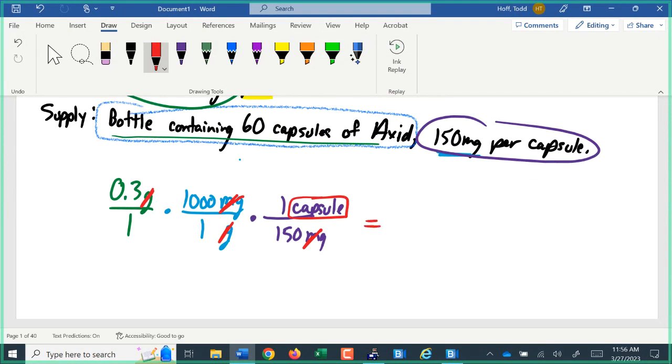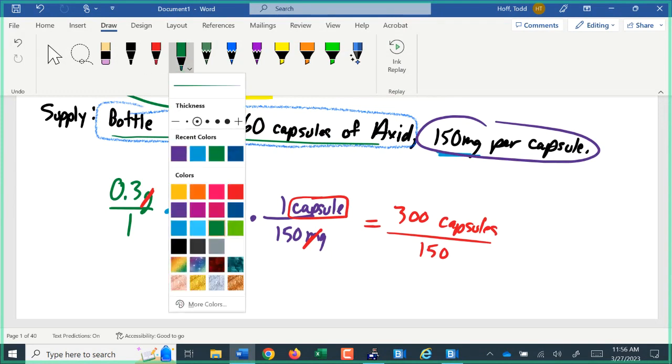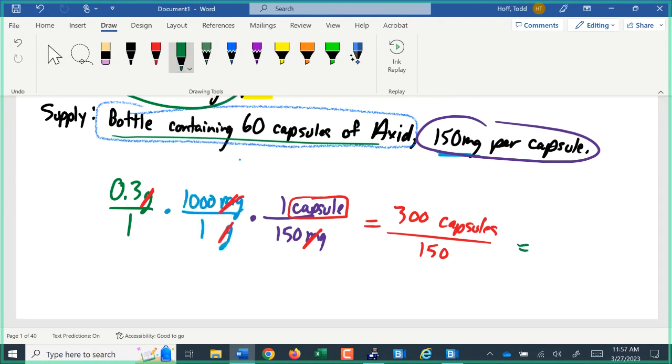So now on top, we have 0.3 times 1,000, which is 300, times 1 capsule is 300 capsules. On bottom, 1 times 1 times 150 is 150. And we go ahead and divide that out. 300 capsules divided by 150 is just 2 capsules. So that did come out to a whole number of capsules, so we don't have to worry about going to a pharmacist to have a capsule divided to get the correct medication there.